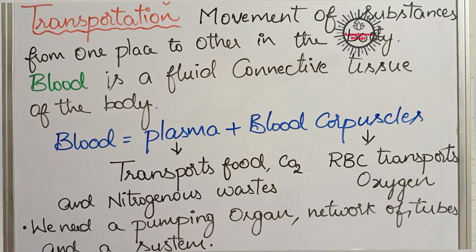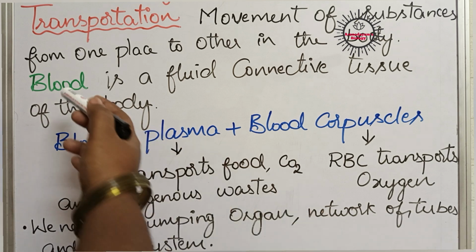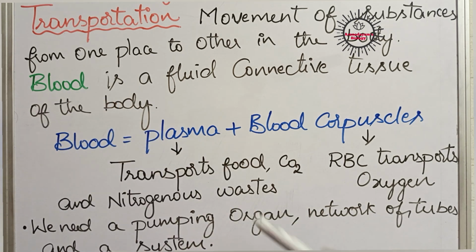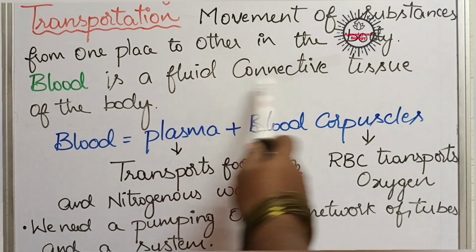So the food which we take, the waste materials produced in our body, and the oxygen which we take, all these substances have to move from one place to another with the help of blood only. That's why we call blood a fluid connective tissue. Once again, I'm explaining to you.